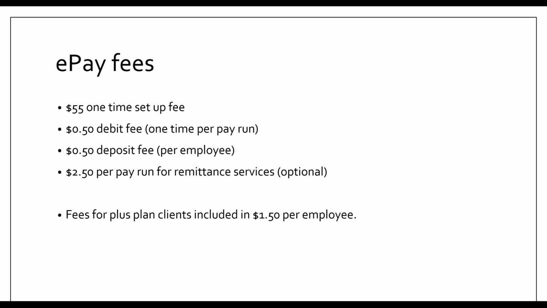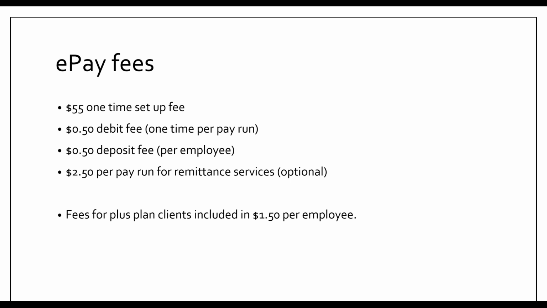Kinga's broken this down really nicely for us. We've got a 50-cent debit fee. So we debit the fees each pay run. We debit the amount, and it's a 50-cent per deposit fee. So let's use an example where we have 5 employees. That would equal 6 transactions, 1 debit and 5 deposits, for a total of $3 per pay run.